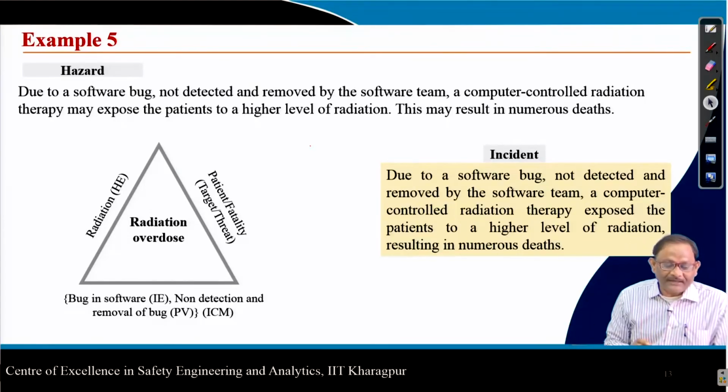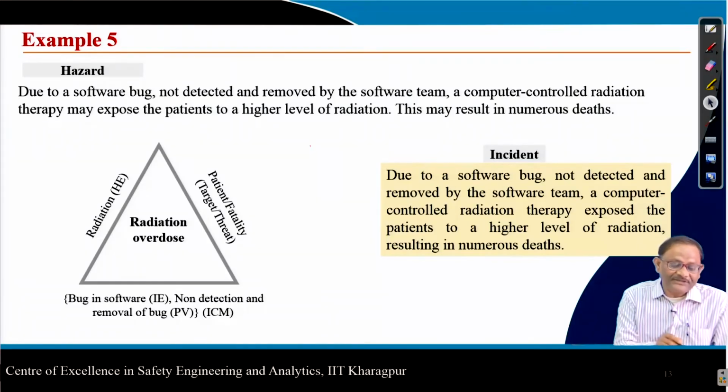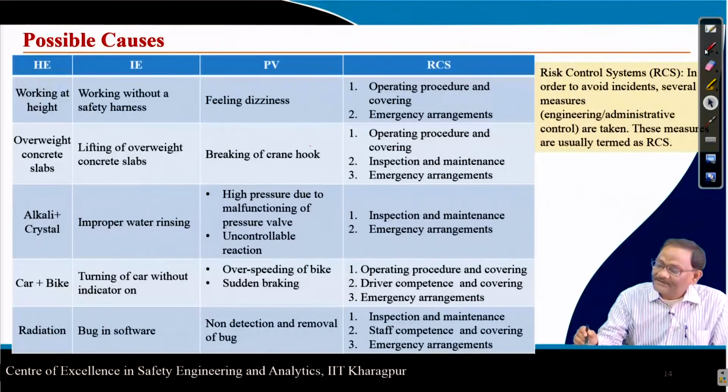Similarly, a software bug not detected and not removed by the software team in a computer controlled radiation therapy machine may expose the patient to a higher level of radiation. This may result in numerous deaths. So this is from a healthcare system, but this is a failure of the software. So here radiation is the energy, okay.